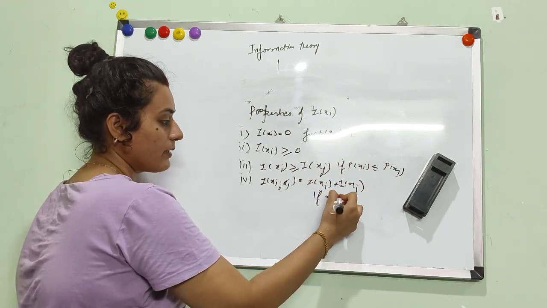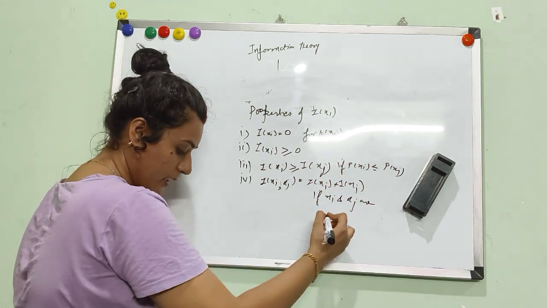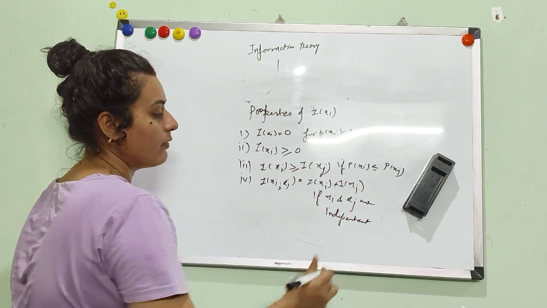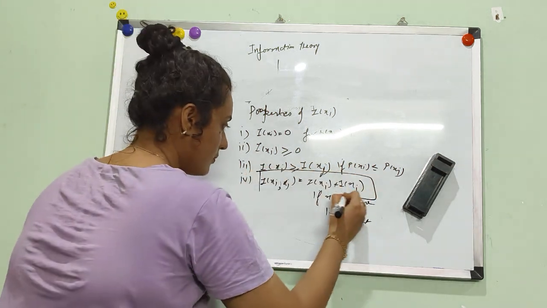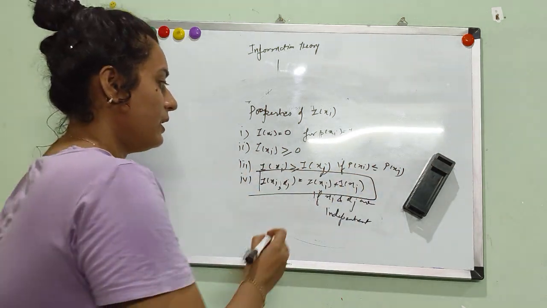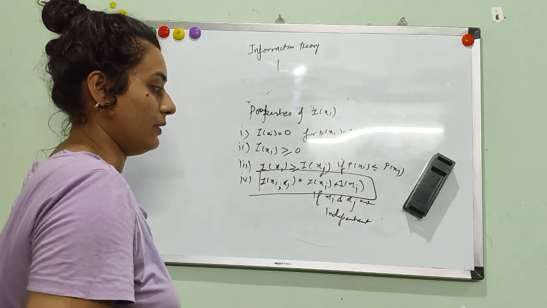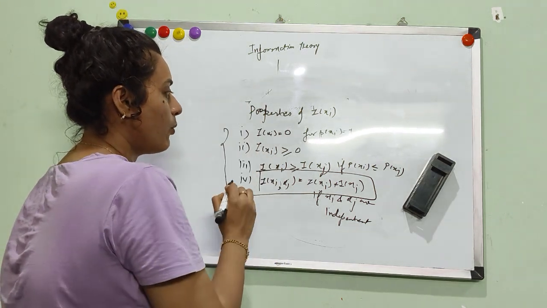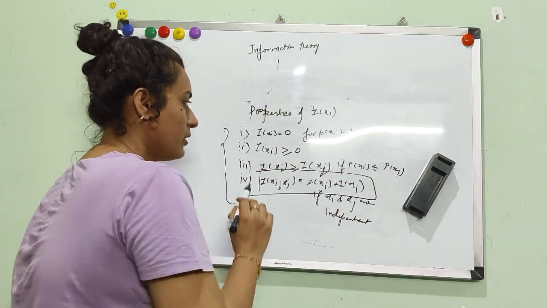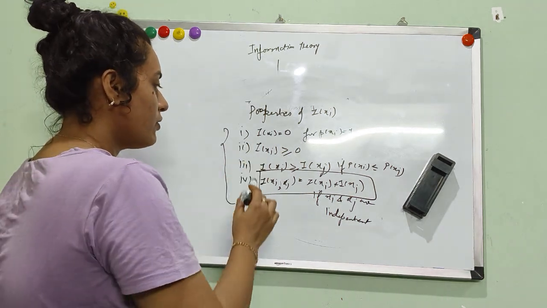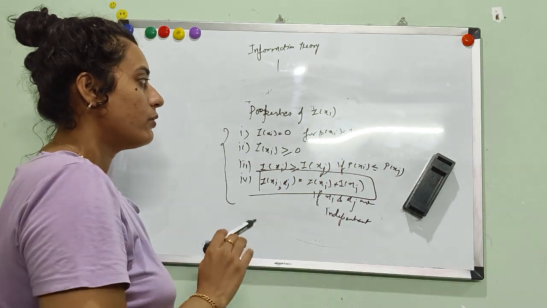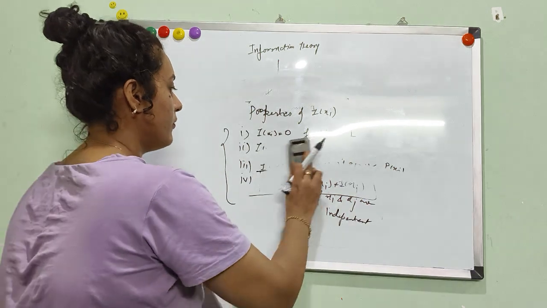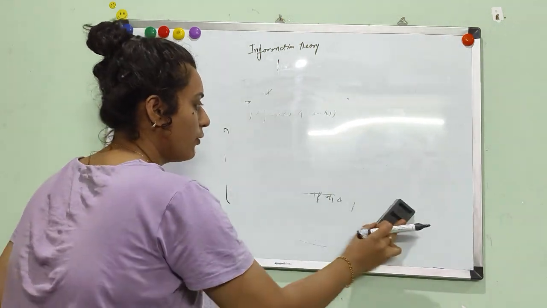If Xi and Xj are independent events only, the point should be more clear here. We can apply this function only if Xi and Xj are independent events. Otherwise, this will not be applicable. So these are the main four properties of information, of any information content, which are required to be followed to get the proper information. Now we are moving towards its unit.